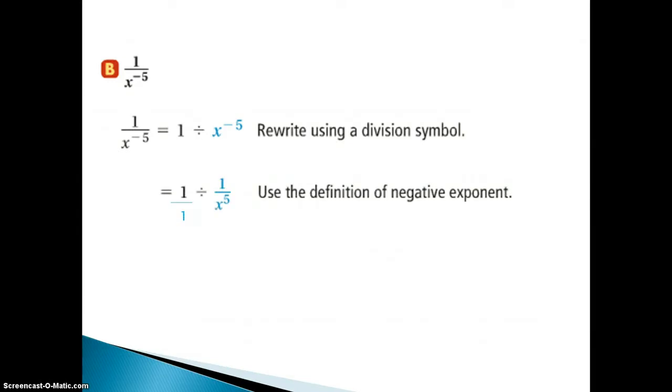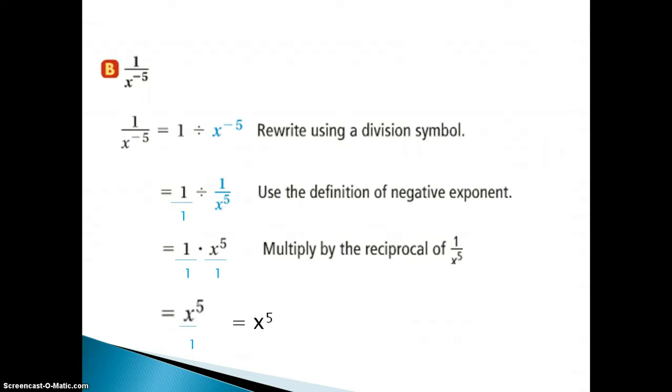So I'm just going to rewrite that, 1 over x to the positive fifth power, and I wrote the first number as a fraction. Now I can rewrite a division problem as a multiplication problem if I change the divide to multiply and I flip that second number. So I'm just going to take that 1 over x to the fifth power and use the reciprocal, flip it around, and now I've created a multiplication problem. So now if I multiply, I'll have 1 times x to the fifth power over 1, which really is just x to the fifth power.